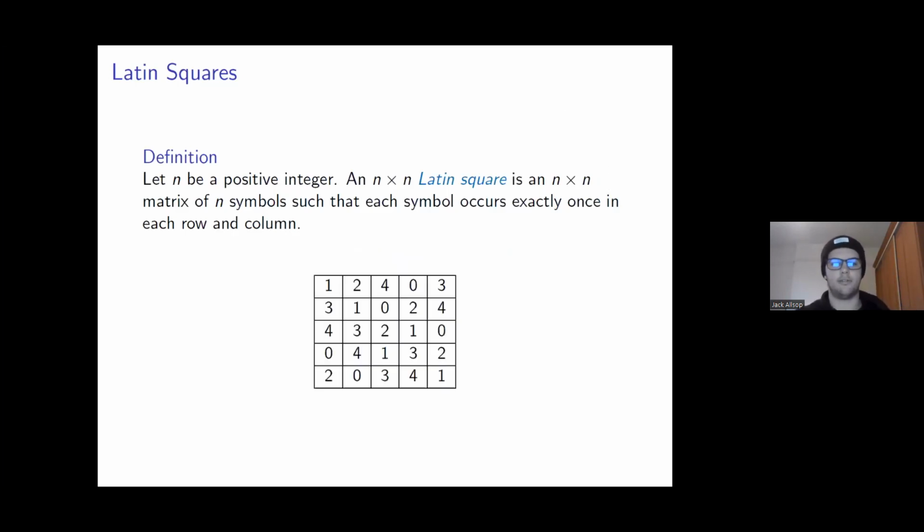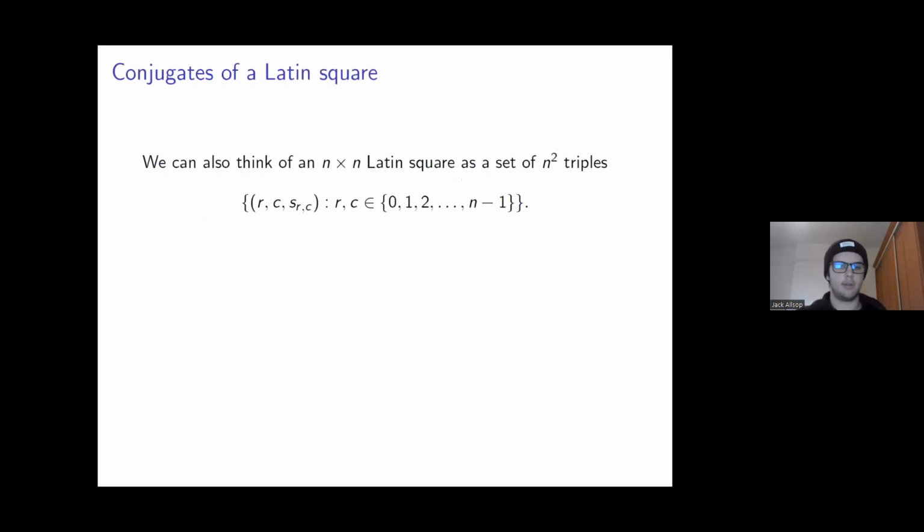Here's an example of a 5 by 5 Latin square whose symbols are the integers 0, 1, 2, 3, 4. Throughout this talk, the symbols of any n by n Latin square will be the integers 0, 1 up to n minus 1. We'll also index the rows and columns of a Latin square by 0, 1 up to n minus 1. Indexing in this way means we can think of an n by n Latin square as a set of n squared triples of the form RCS, where R indicates the row, C indicates the column, and S indicates the symbol in row R and column C of the square.